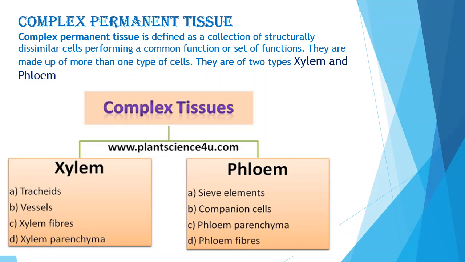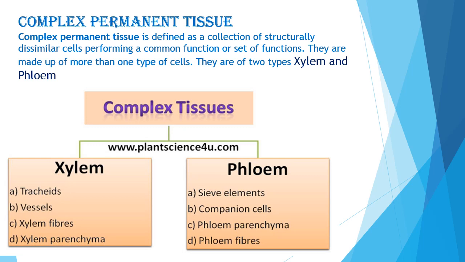Now what are complex permanent tissues? The complex tissues consist of more than one type of cell and they have a common origin. All these cells coordinate to perform a common function. So complex tissues transport water, mineral salts and food material to various parts of the plant body. So why are they called complex permanent tissue? Because they are made up of more than two types of cells, but they perform a common function and they have a common origin. Now complex permanent tissues can be of two types, that is xylem and phloem.